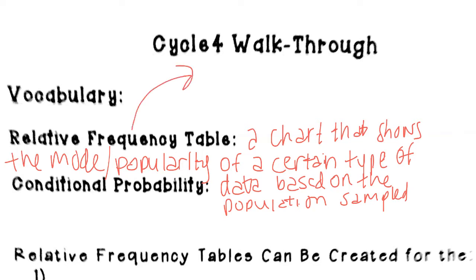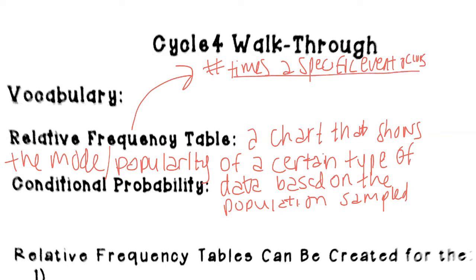Remember, when we find that relative frequency, that's going to be the number of times a specific event occurs. And that's divided by the total number of events.